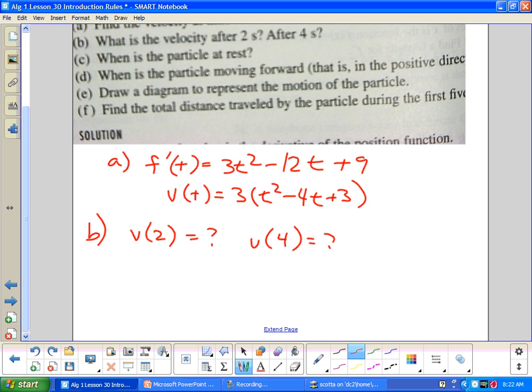All right, I'll plug it in. And again, I'm not going to write this out. I'm going to put it in this formula right here. 2 squared is 4. 4 minus 8 is negative 4. Negative 4 plus 3 is negative 1. Negative 1 times 3, negative 3. And why would I mark this completely wrong? I have no units. Meters per second. No units, completely wrong.